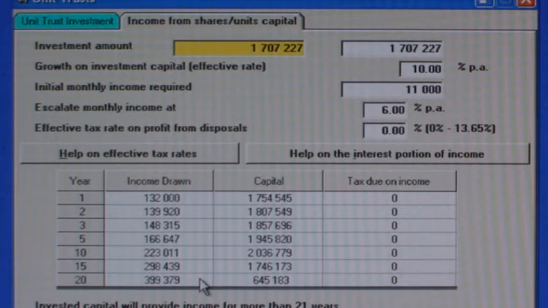Looking at year 20 here, we cashed in units to the value of 399,000 Rands, which cost us about 60,000 Rand when we bought them 20 years earlier, giving us a profit of around 339,000 Rand. After the annual exclusion of 30,000 and applying the 33.3% to the balance, only about 103,000 would be added to taxable income. The tax threshold for people 65 and older is higher than this.